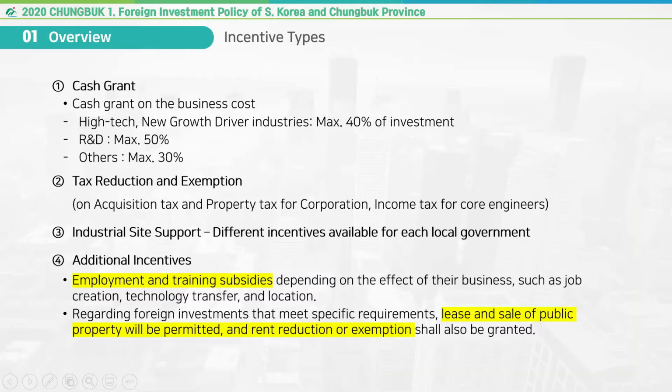There are four major incentives for foreign investors. The first is cash grant support, where the amount of support is determined by industry classification, investment type, and job creation effect. In particular, from this year, by the newly applied cash grant program, firms can get up to 30% of the investment amount. In the case of high technological firms and for R&D, the upper limit is 40% and 50% respectively. The second is the tax reduction and exemption on acquisition tax and property tax, and corporation income tax for core engineers. There are additional incentives that include industrial site provision, rent reductions, employment grants, and training costs.